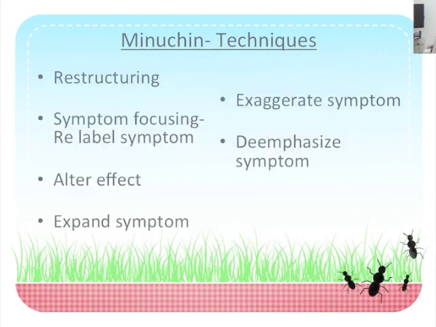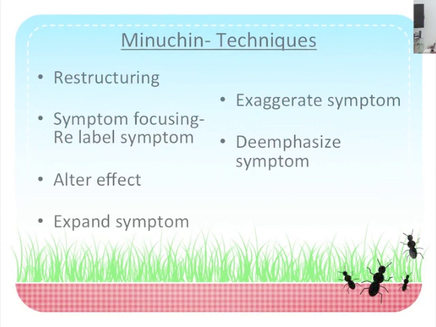Okay, so some techniques: restructuring, symptom focusing, relabeling the symptoms. So instead of a rebellious child, maybe it's a child that's inviting engagement from the parents, or maybe it's not an argumentative couple, but a passionate couple. I often say, I'm not willing to really stop you from arguing, because I think arguing is a really healthy thing for a couple to do, but I will see if we can help you argue more effectively. Trying to alter the effect, you try to expand the symptom, you try to exaggerate the symptom, you try to de-emphasize the symptom.